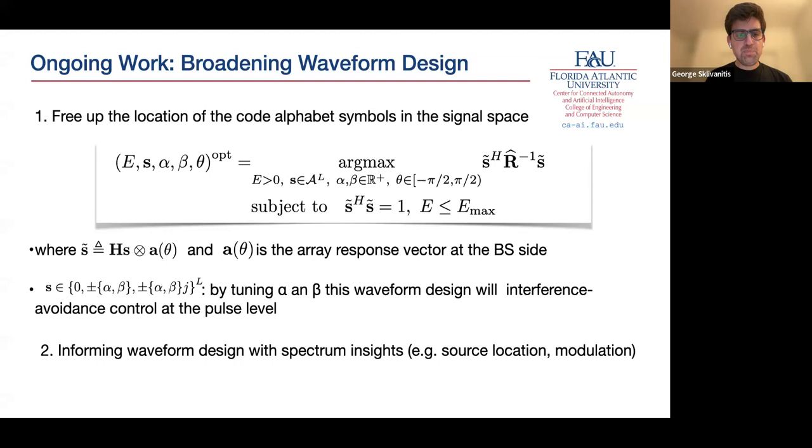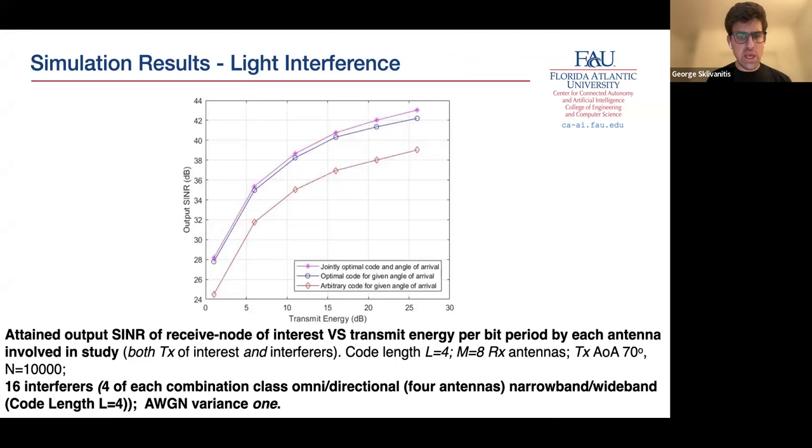And I have for you some simulation and experimental results I would like to share. This is, again, as I said, preliminary work at an early stage, but I find it very interesting and I would like to share it with everybody in the call. So these are simulation results that we get in the presence of light interference. You see three lines. The orange line is for an arbitrary code and a given angle of arrival at the receiver. The blue line is what happens when we optimize our code for a given angle of arrival. And the magenta line shows what happens when we jointly optimize the code and the angle of arrival.